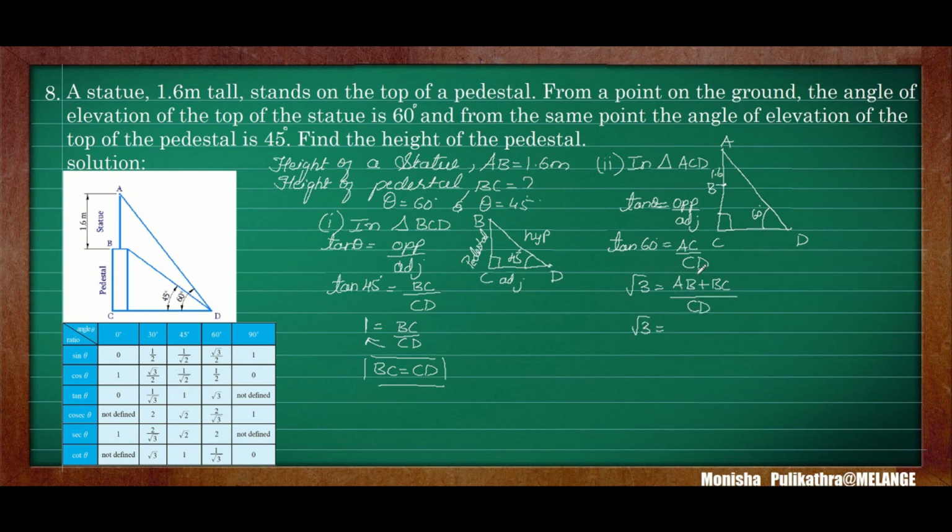So root 3 is equal to AB, which is given as 1.6, plus BC. Since BC is equal to CD, instead of BC we can take CD, since we need the value of BC and CD, and we can take either one. Next, cross multiply: root 3 CD is equal to 1.6 plus CD. Root 3 CD minus CD is equal to 1.6. CD is common here, so CD times root 3 minus 1 is equal to 1.6. So CD is equal to 1.6 divided by root 3 minus 1.